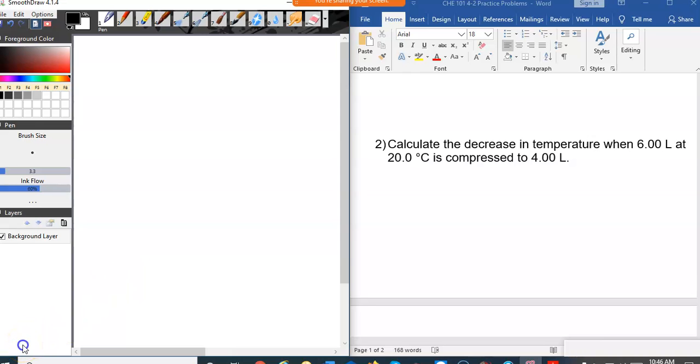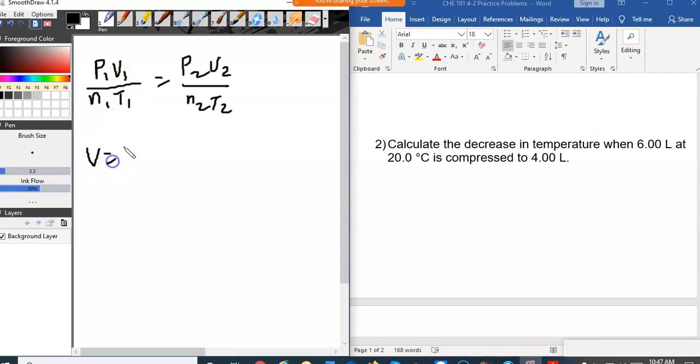All right. I'm going to put this on pause. That's okay. And the temperature. So we are given V1. V1 is equal to 6 liters. And T1 is given as 20 Celsius. However, we have to convert that to Kelvin. So 293 Kelvin. There's nothing about moles, nothing about pressure, so I don't even have to worry about those. Those are not part of the equation. So the equation is V1 over T1 equals V2 over T2. The V2, the second volume, is 4 liters, and I'm looking for T2.